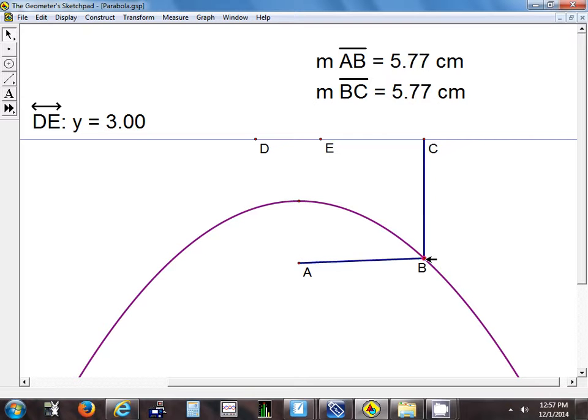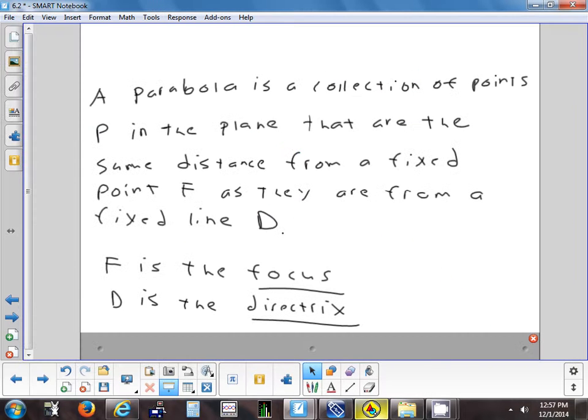Okay, the easiest way to see it might be to put it right like that. So AB and BC, they're the exact same distance. Can you go back close to the other? Yeah. So any question on the definition now? All right.